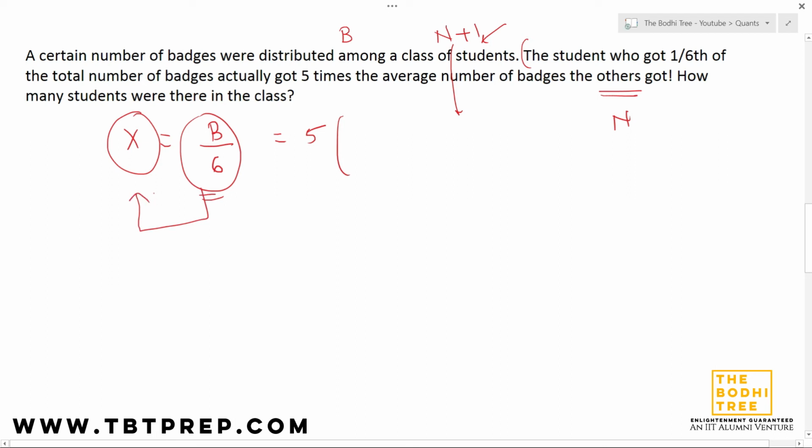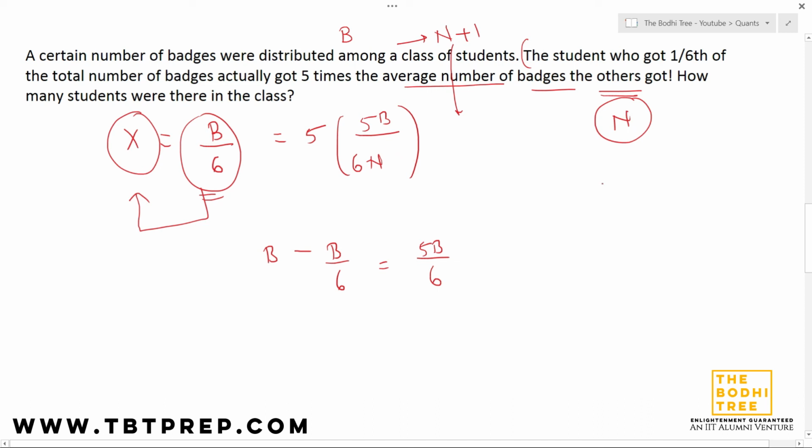So what are the remaining number of badges? We had B badges initially. B by 6 are given to this one guy, right? And the remaining badges are then given to these N students. So this is the number of badges that are remaining. So this is nothing but 5b by 6, right? 5b by 6, and they have said average, right? 5 times the average number of badges the others got. So others means n students. So normal our formula, right? 5b by 6. So I have put 6 in the denominator as well.